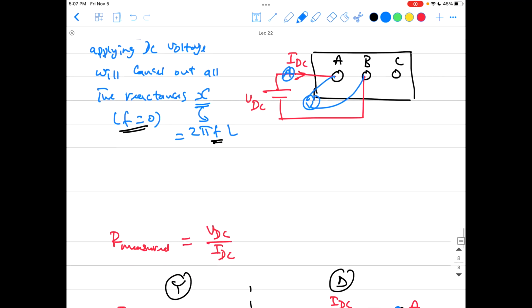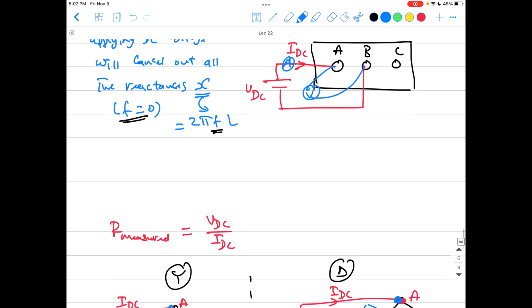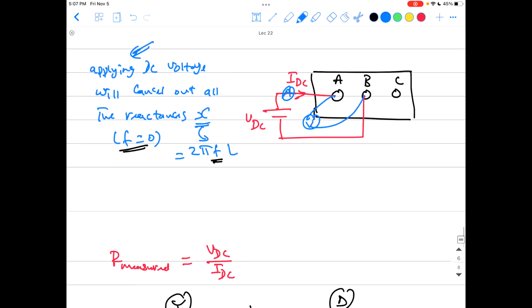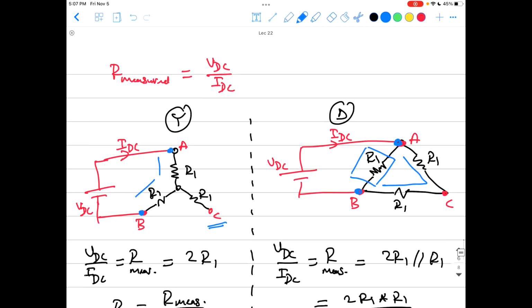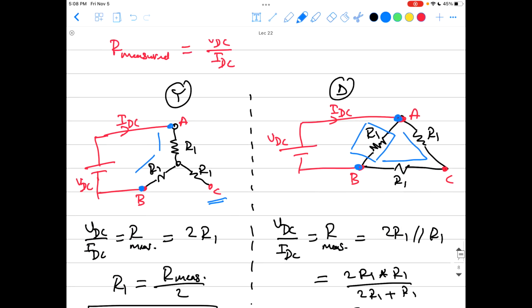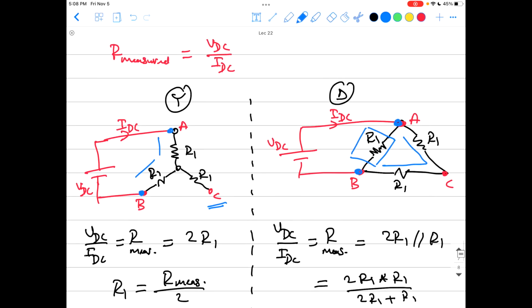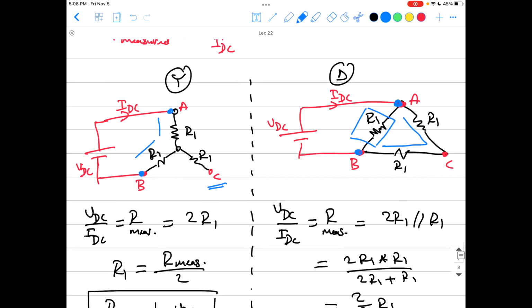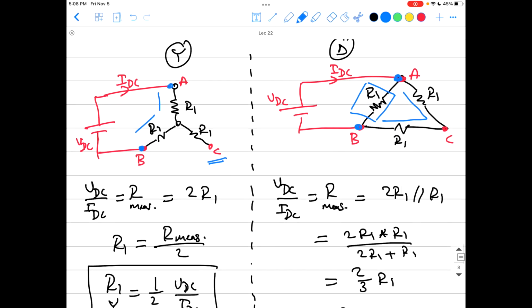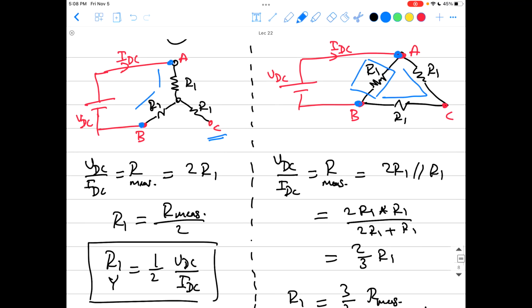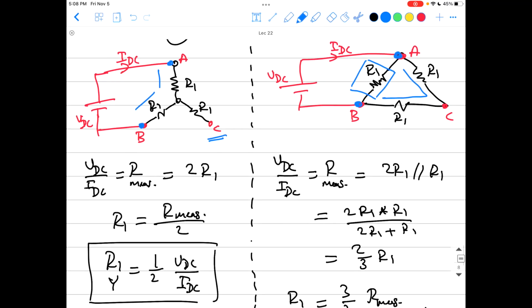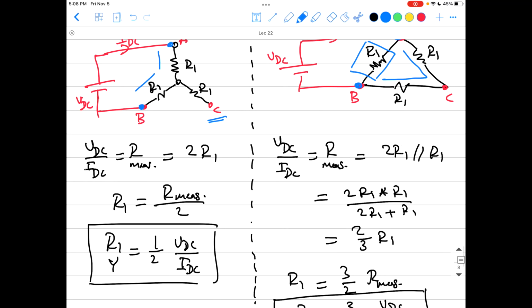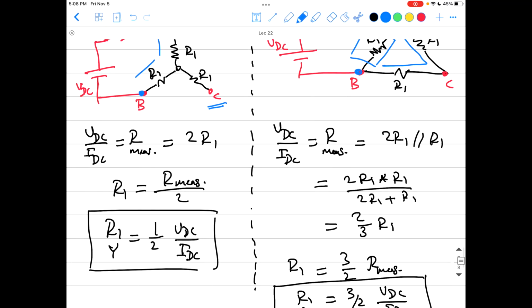So we applied DC voltage, and if you just divide the voltage by the current, you get R1. But like we said, because we don't know the terminals, it depends on the connection of the three-phase winding of the stator. If it is a Y connection, like on the left hand side, the equivalent resistance seen will be 2R1, not R1, because we have two resistances in series. So if you want to find the actual R1, it will be half of VDC divided by IDC.